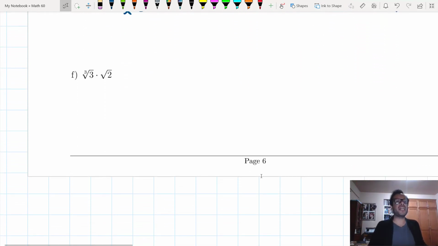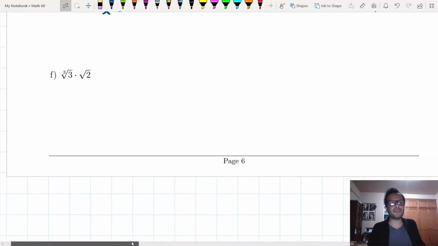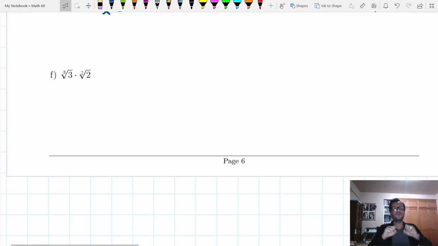Okay. For letter F, we're going to be doing sort of the backwards thing. So instead of making something simpler, we are going to take something that looks simple-ish and turn it into a single radical, but this will have very, very weird looking numbers and indices. You'll see. So this one is going to take a while.